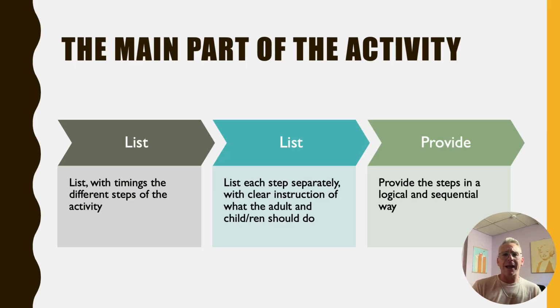So if you're writing up an activity plan for the main part of the activity, you will want to be creating a list with timings of the different steps or stages in the activity. You will want to list each step or stage separately with a clear instruction or description of what happens in that stage, what the adult does and what the child does. And you will also want to present the steps or stages in a logical sequential order. First this, then this, then this, then we're done.